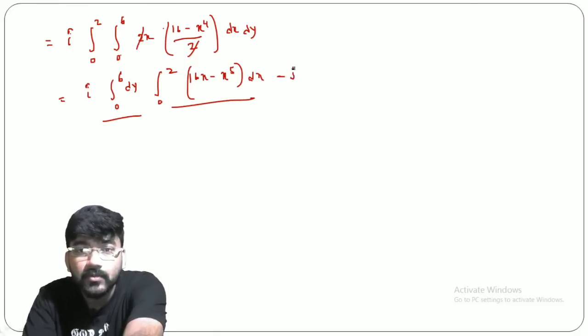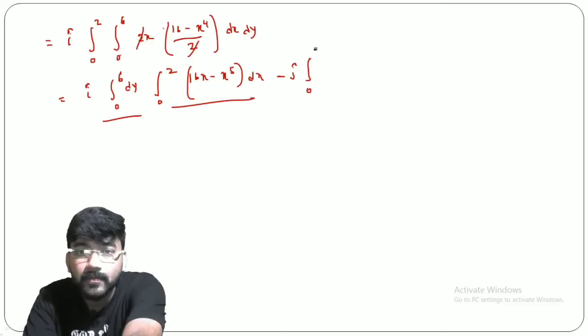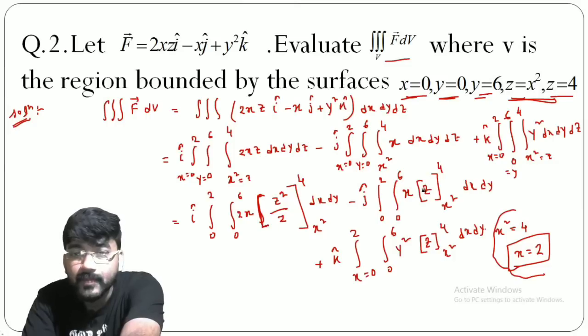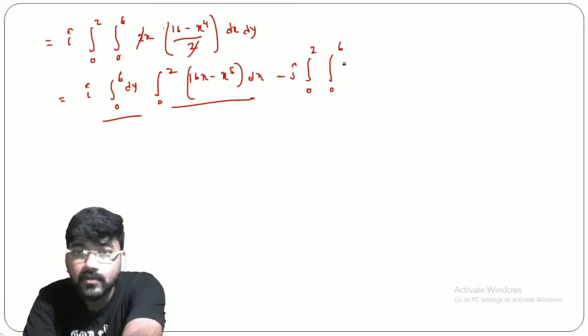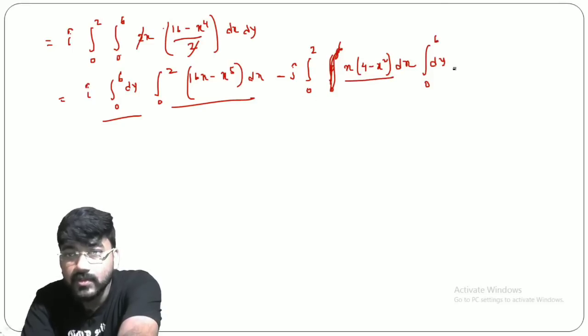Similarly we have to go for j cap also, and for j cap you can see this will be 4 minus x square only. Okay, so it will be the integration 0 to 2, and then the integration 0 to 6. Okay, then x into 4 minus x square dx, and for dy you can only integrate from 0 to 6. Okay, so if you want you can move this integration here, 0 to 6. So this will be with respect to x, 0 to 2, and 0 to 6 is with respect to y.